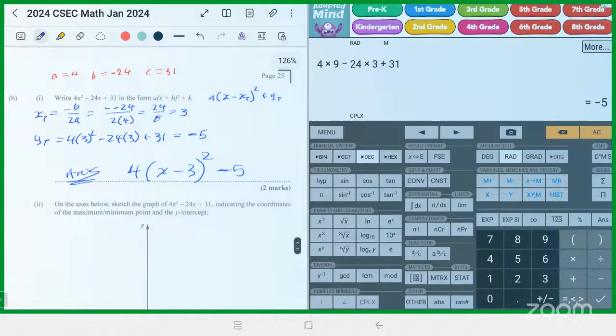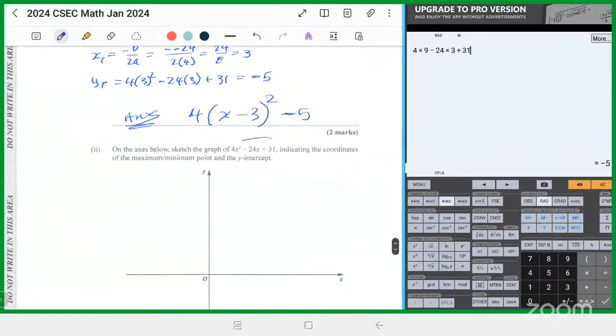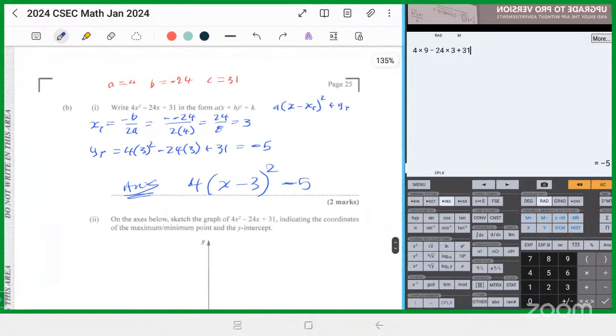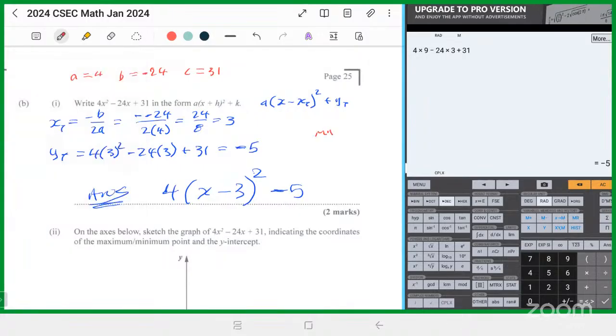Down here now it says, on the axis below, sketch a graph of this function, indicating the coordinates of the maximum or minimum point and the y-axis intercept. Now, the minimum point, because the A is positive, so it's going to be a smile, a minimum.